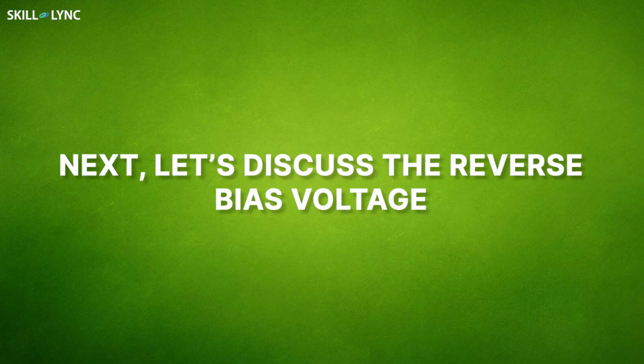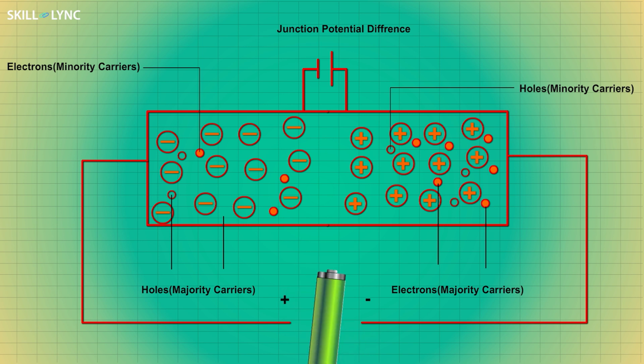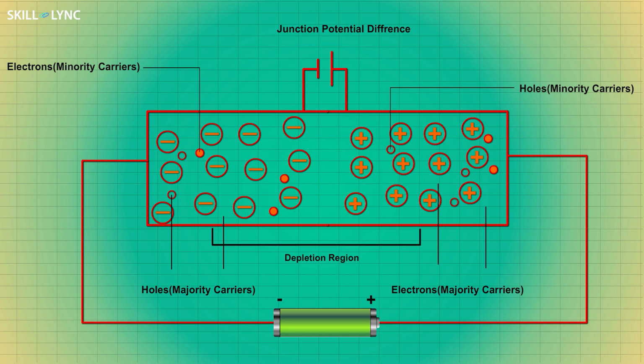Next, let's discuss the reverse bias voltage. In reverse bias voltage, the situation is reversed. Here, the battery's positive terminal is connected to the N side and the negative terminal is connected to the P side. This leads to the electrons being attracted to the positive terminal of the battery and holes being attracted to the negative terminal of the battery. This widens the potential barrier between the two sides, but there are a few minority carriers present on either side. These minority carriers flow from P side to N side, constituting the current.